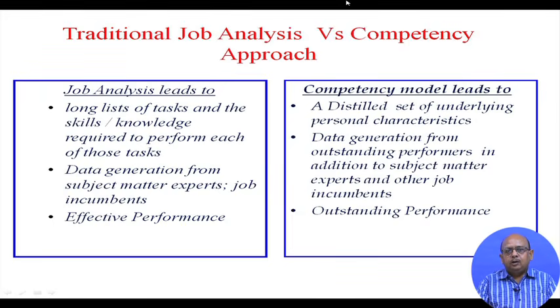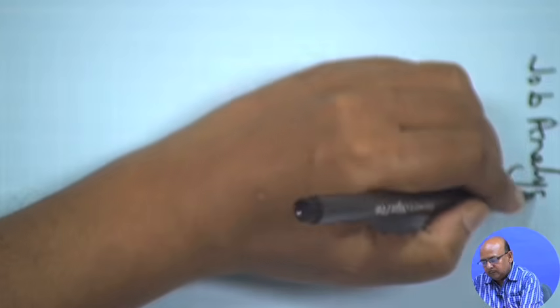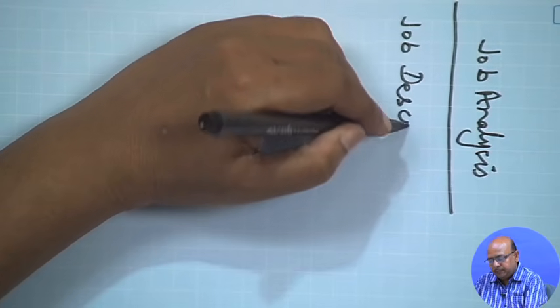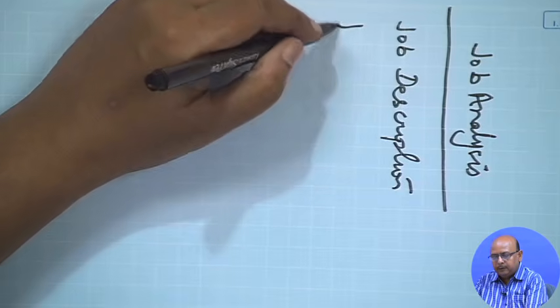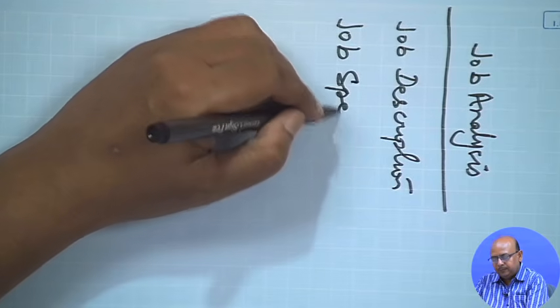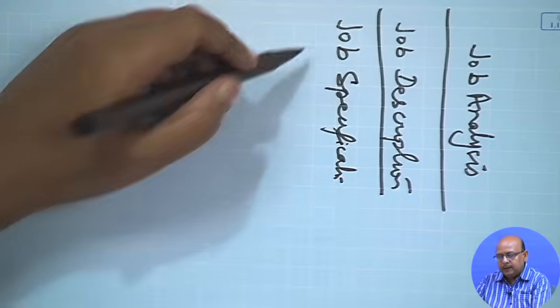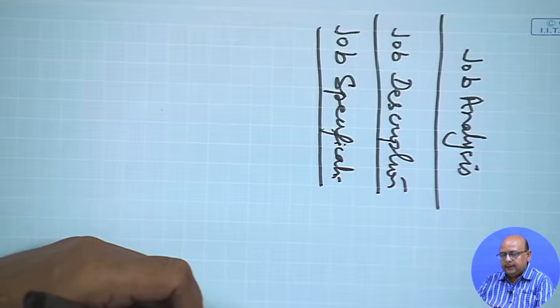Okay. Now, what we are going to discuss here is why we are going to use this competency approach, not the job analysis approach. What happens in the job analysis approach, right? What we do here is we go for job description and job specification. These are the two things that are done. Job description is nothing else but duties and responsibilities, and job specification is the knowledge and skill that is required in order to perform the job, right.